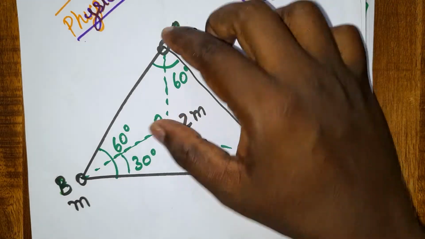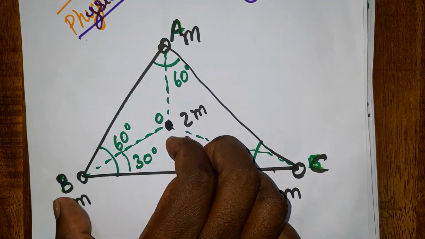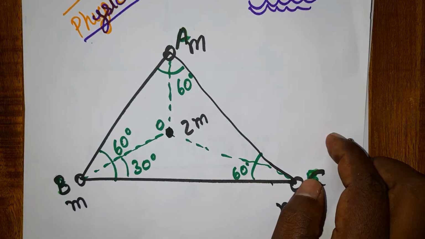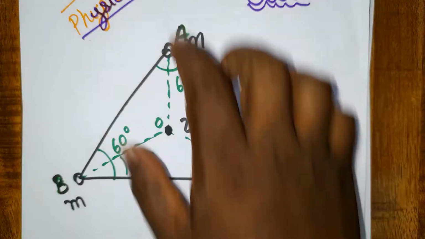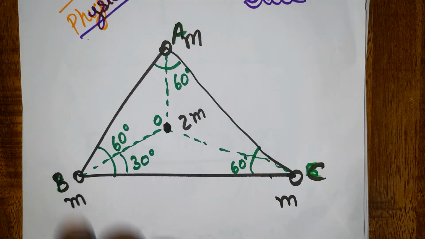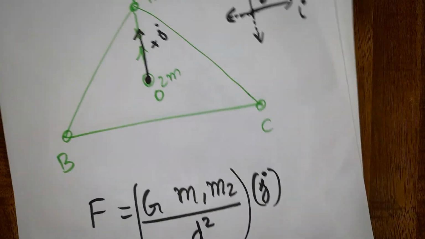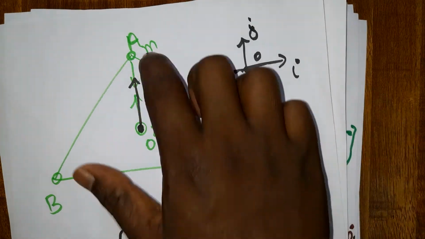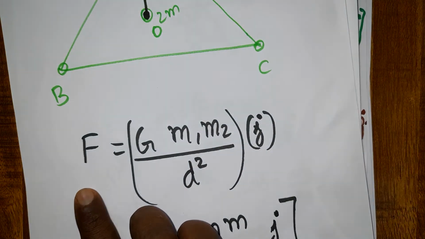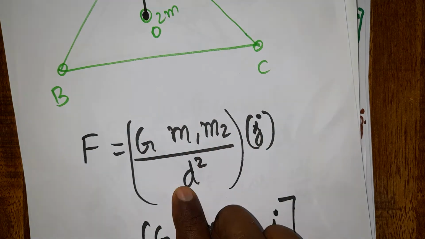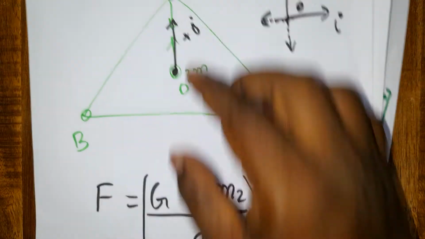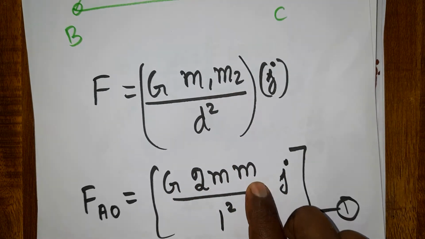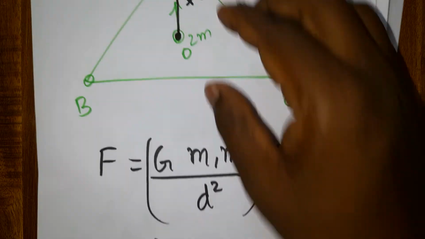First we will find OA, the next we will find OC, and the next we will find OB. First OA. Upwards means the J direction, this side means the I direction, this side means negative I, this side means negative J. Now OA is upwards, the positive J direction. So the gravitational force is G times M1 M2 divided by D square in the positive J direction. What is M2? M2 is M. So this is the force acting along OA.